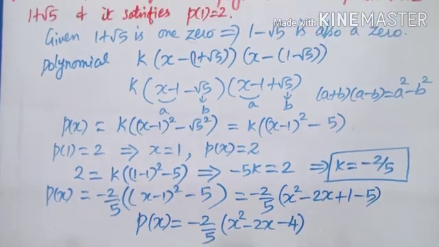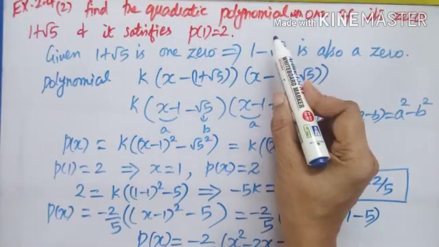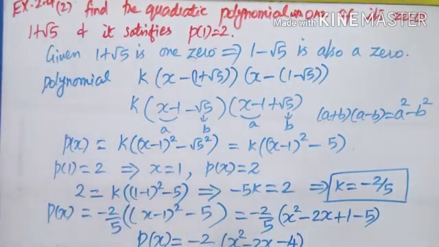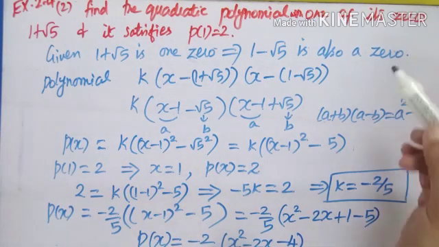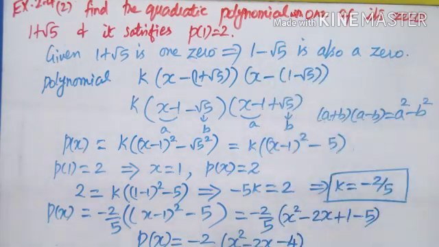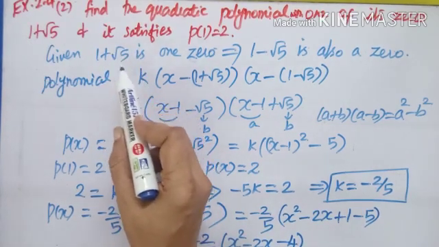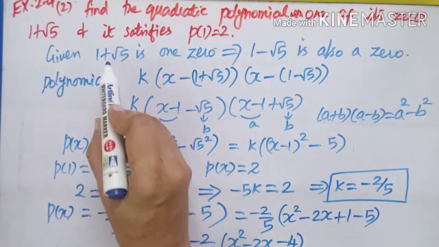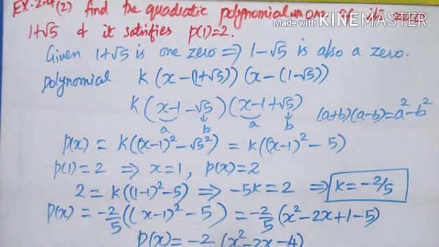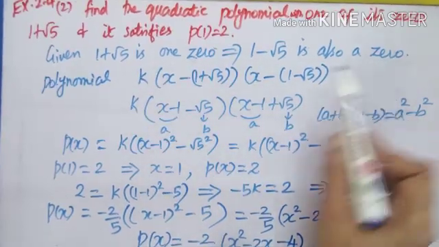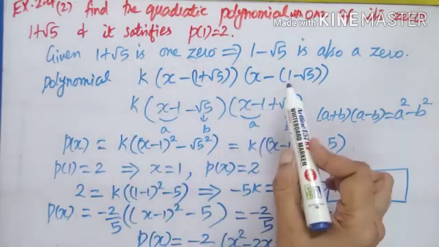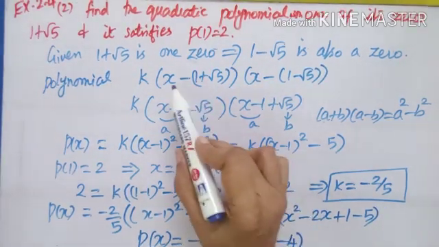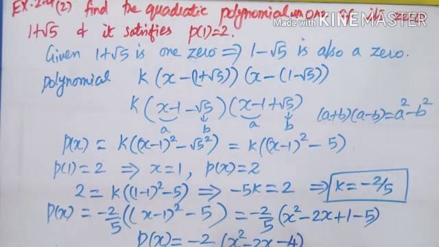We'll see the steps once again. Given a quadratic polynomial with zero 1 plus root 5, we immediately declare whenever 1 plus root 5 is a zero, the other zero will be 1 minus root 5. Whenever a root symbol comes, irrational roots come in pairs. Plus root 5 comes, I immediately put minus root 5. So I know 2 zeros. How to write the polynomial? We write k into x minus first root into x minus second root. This is of the form a plus b, a minus b, which I can rewrite as a square minus b square.